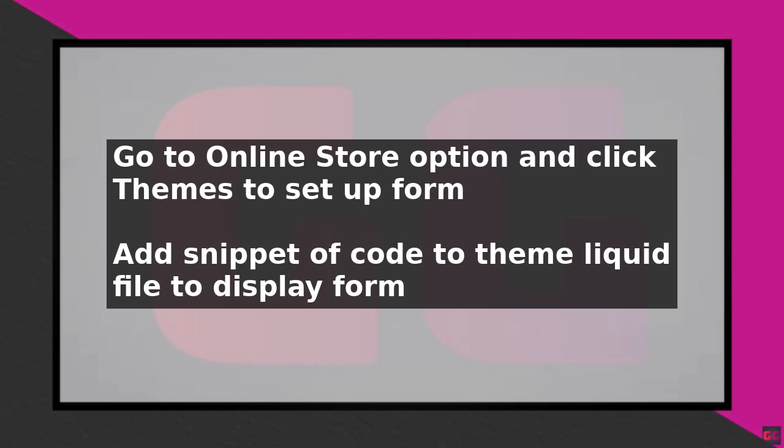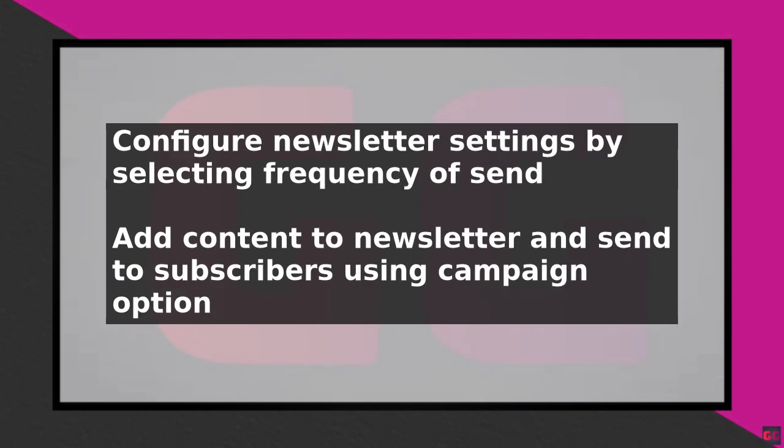Finally, you need to add content to your newsletter and send it to your subscribers. To do this, go to the Marketing option and click on the Campaigns option from the drop-down menu. Click on the Create Campaign button and select the Email Campaign option.